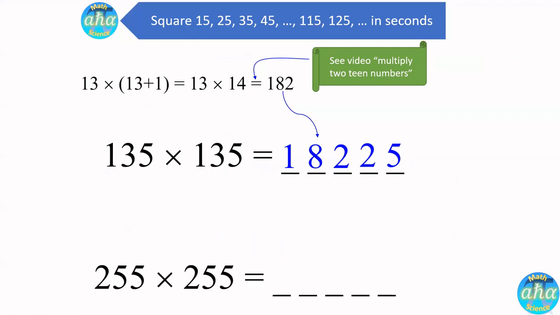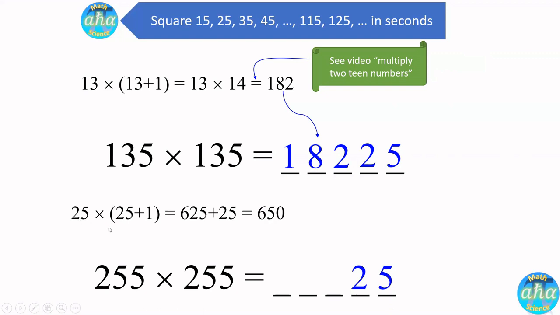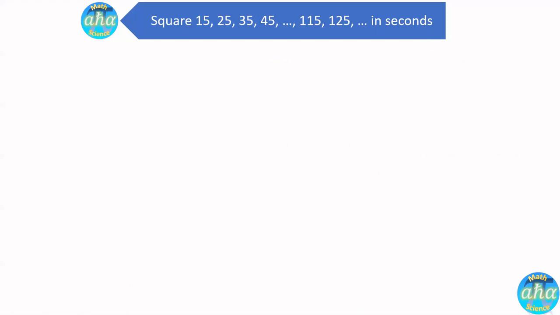We can do even more complex numbers, 255 times 255. So the last two numbers are 25, and the hundreds will be obtained by 25 times 25 plus 1. We can distribute this out. 25 times 25 is 625. 25 times 1 is just 25. So adding these two numbers up, we get 650. So 650 is the hundreds. So the answer is 65,025 for the square of 255. But you don't really need to memorize it. Just follow this method.